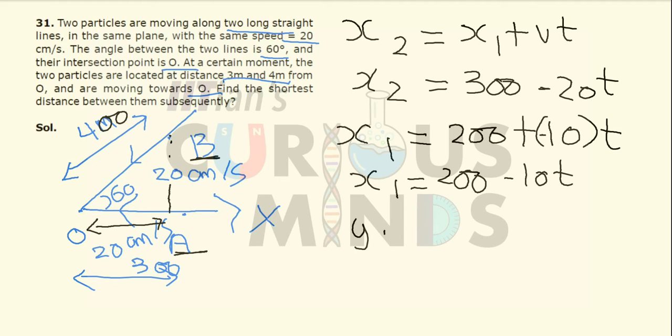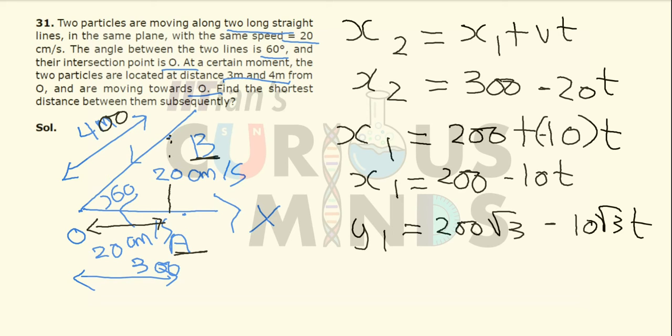And for the y position of the particle, initially it is located at 400 sin 60, which is equal to 200 root 3. The same formula applies: instead of x1 it will be y1 plus vt. The velocity is again in the negative direction, so in the downward direction it will be 10 root 3 into t. So these are the general positions of A and B at any given time.